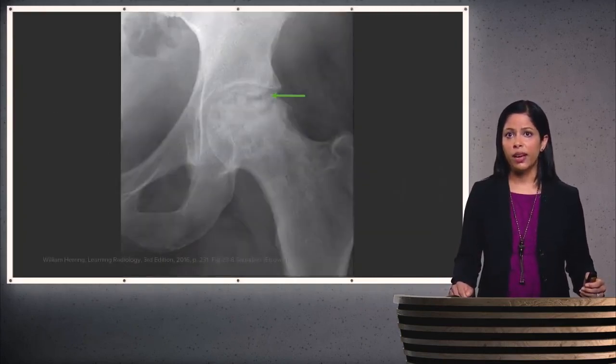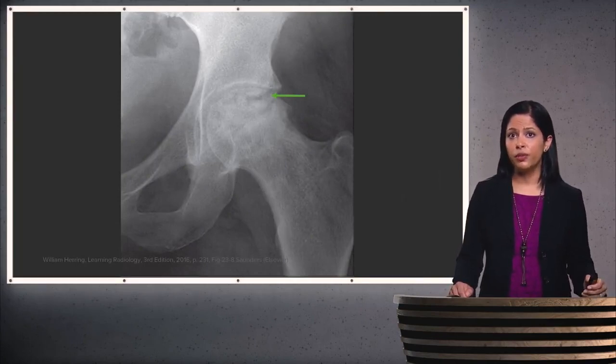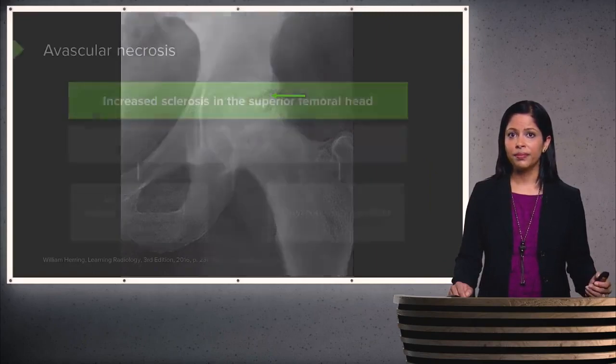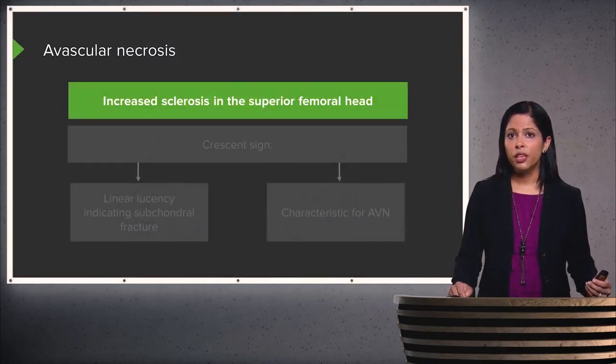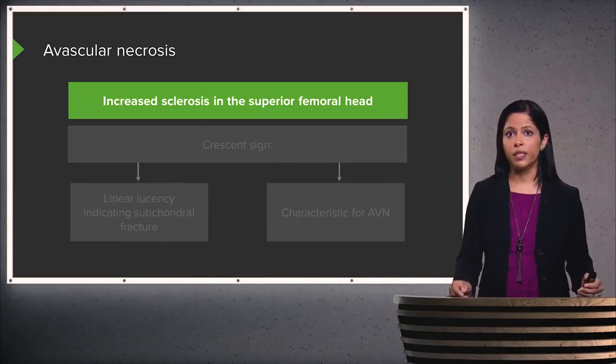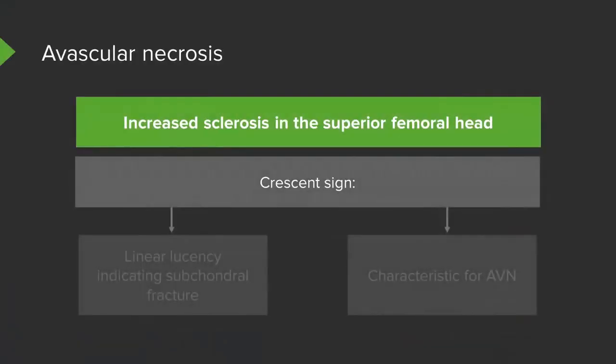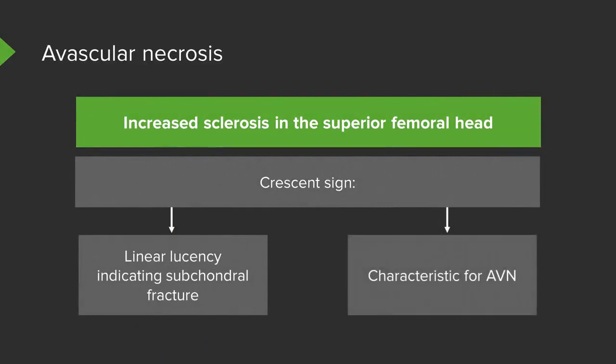So this is a radiograph. How can you describe these findings? This is, again, an example of the left femoral head, and the arrow points to the abnormalities. So there's increased sclerosis in the superior aspect of the femoral head. There's also what we call the crescent sign, which is a linear lucency indicating subchondral fracture. This is also a very common sign seen in avascular necrosis.